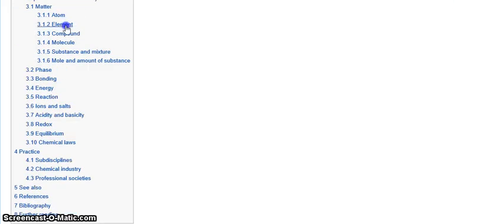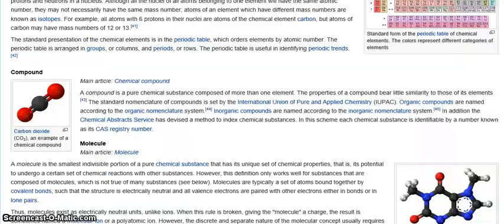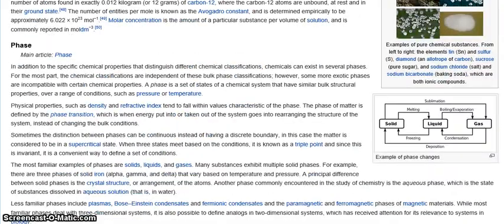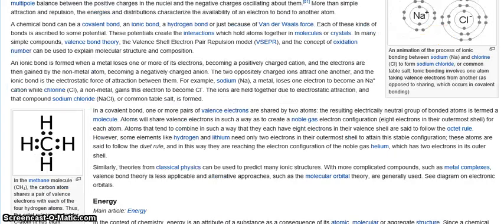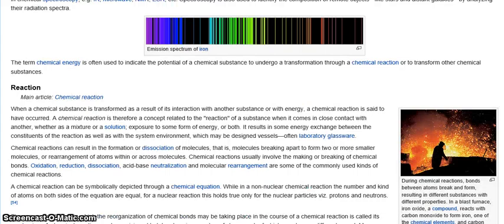Things like atoms, elements, compound, molecule, substance, and mixtures, moles, and the amount of the substance, phases, the bonding, the energy between the bonds, reactions, ions and salts, that's very interesting, acidity and basicity, I can't say that word, sorry, redox reactions, equilibrium, and even chemical laws. Study these things, and you'll see that a lot of this actually applies to stellar evolution. But nowhere in here will there be anything concerning stars.